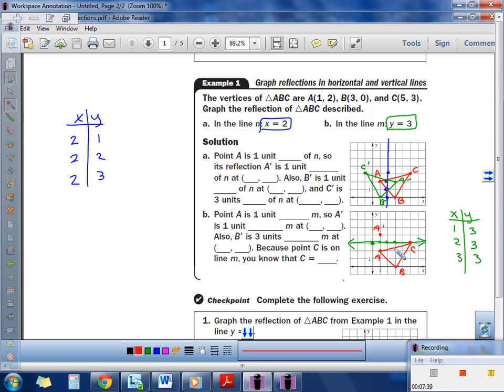How far is B from that line? Well, trace along the grid. It's 3 down, so I need to go 3 up. And C is on the reflection line, so it stays on the reflection line for C prime. And there's your reflection. You can see that it's reflecting over the axis.